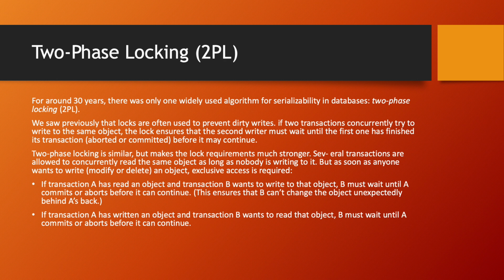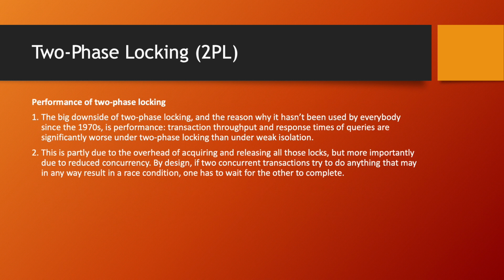Two-phase locking is similar but makes the lock requirements much stronger. Several transactions are allowed to concurrently read the same object as long as nobody is writing to it, but as soon as anyone wants to write, that is, modify or delete an object, exclusive access is required. If transaction A has read an object and transaction B wants to write to that object, B must wait until A commits or aborts before it can continue. If transaction A has written an object and transaction B wants to read that object, B must wait until A commits or aborts before it can continue.